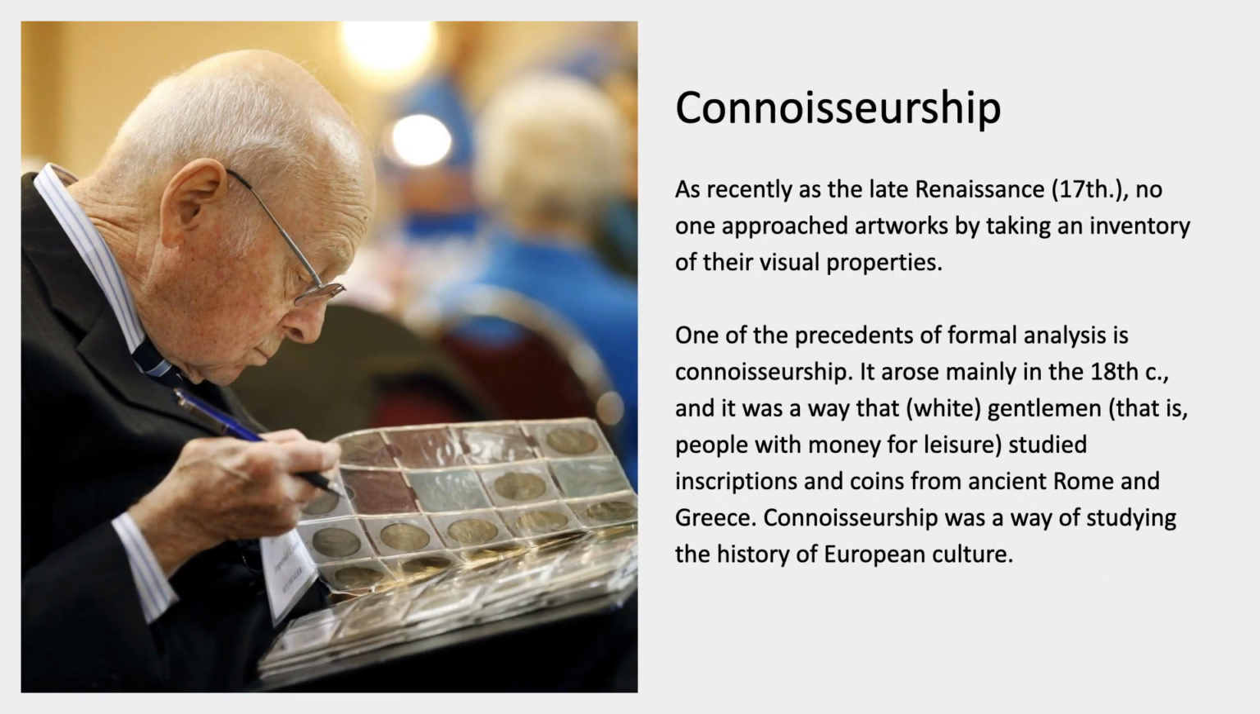As recently as the late Renaissance, more or less in the 17th century, nobody approached artworks by taking an inventory of their visual properties. One of the historical precedents for formal analysis is connoisseurship. That arose mainly in the 18th century. It was originally a way that white gentlemen, that is, privileged first world people with money for leisure, studied inscriptions and coins, especially from ancient Rome and Greece. Connoisseurship was a way of studying the history of European culture and appreciating it.